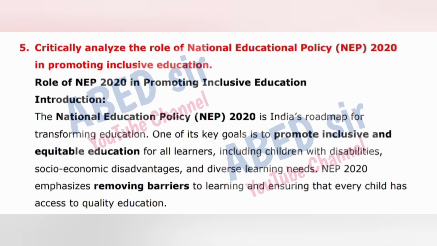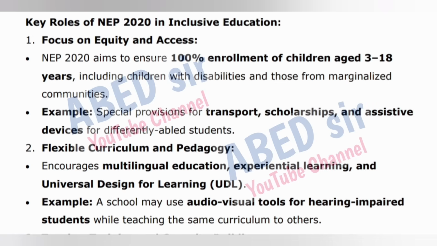Role of NEP 2020 in promoting inclusive education. Introduction. The National Education Policy, NEP, 2020 is India's roadmap for transforming education. One of its key goals is to promote inclusive and equitable education for all learners, including children with disabilities, socioeconomic disadvantages, and diverse learning needs. NEP 2020 emphasizes removing barriers to learning and ensuring that every child has access to quality education. Key roles of NEP 2020 in inclusive education.